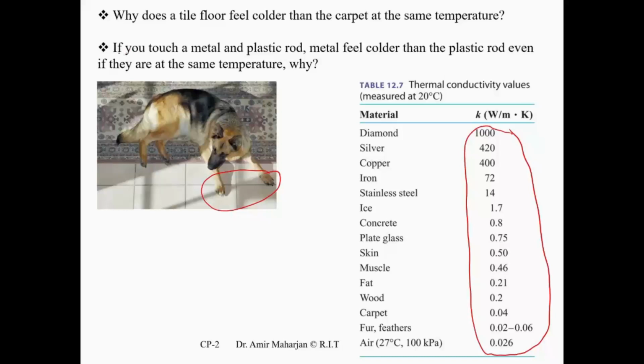The second question is exactly the same. If you touch a metal and a plastic rod, what happens? The metal feels colder than the plastic rod, even if they are at the same temperature, in the same room.